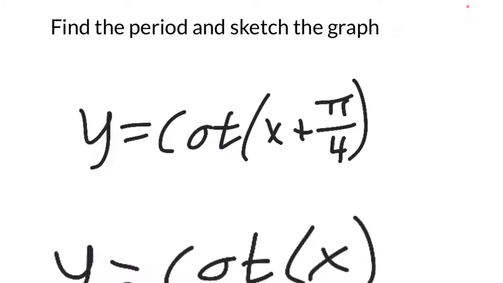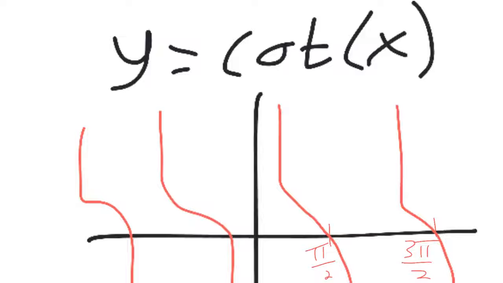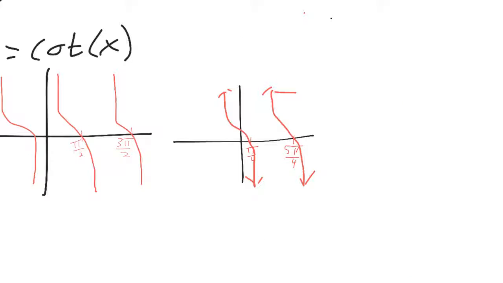And if you need to sketch the graph, plus pi over 4 makes you do a horizontal shift of pi over 4 spaces backwards. So instead of crossing at pi over 2, or in other words 2 pi over 4, we're going to cross at pi over 4 here, because that's pi over 4 spaces backwards. So this is a sketch of our graph.